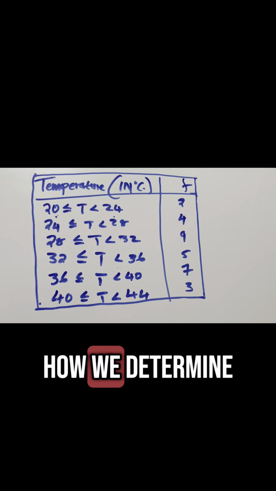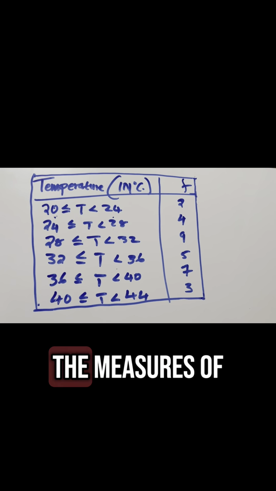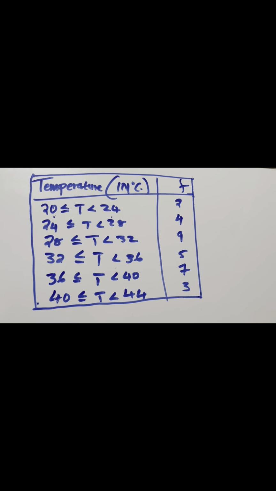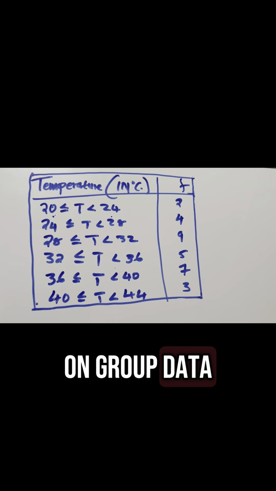Which topic are you struggling with? Statistics, group data. Let's look at how we determine the measures of central tendency, which is the mean, median, and the mode. On group data, let's start with the mean.